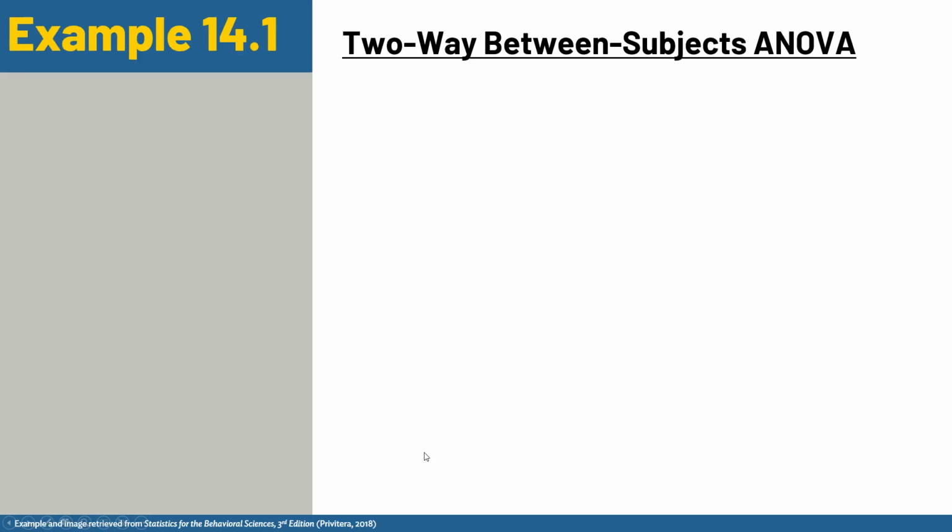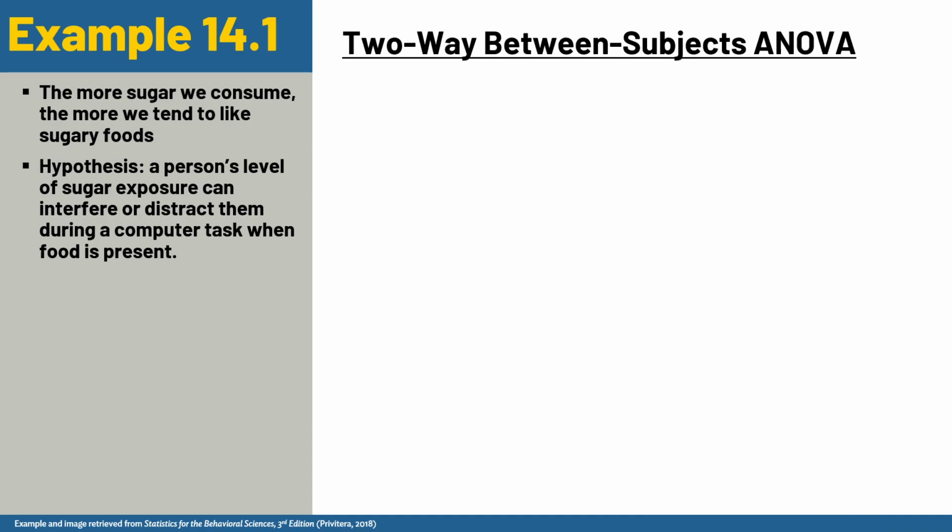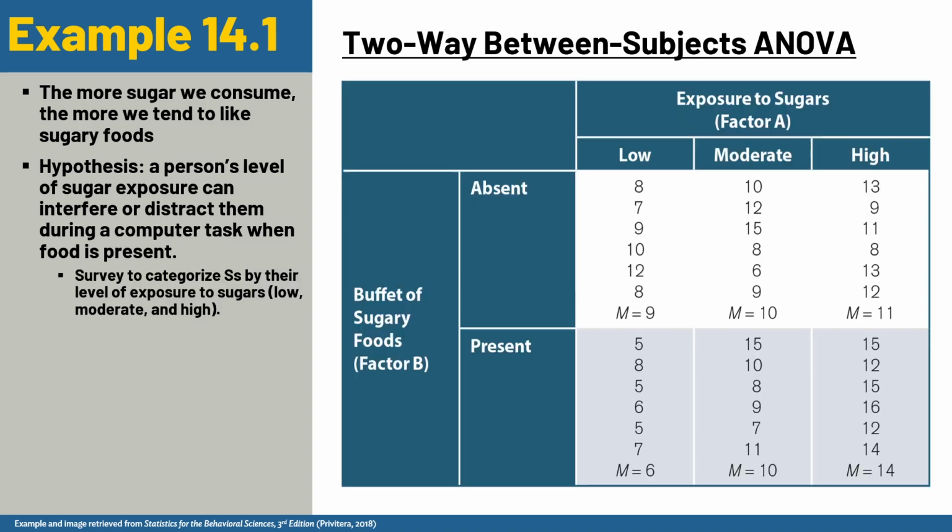Assumptions, as per usual. Let's just do an example here. Broadly speaking, the more sugar we consume, the more we tend to like sugary foods. That's easy enough to understand. I can certainly vouch for that anecdotally in my personal experience. So let's say we have a hypothesis that a person's level of sugar exposure can interfere with or distract them during a computer task when food is present. In other words, if I'm a person who eats a lot of sugar and I'm at work and there's a bowl of candy in front of me, I'm probably going to be focused on the candy rather than on the work I'm supposed to be doing on the computer.